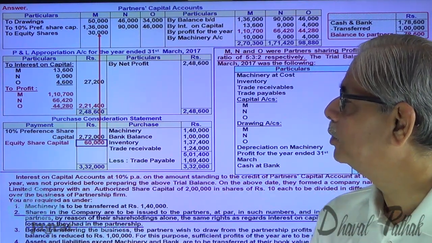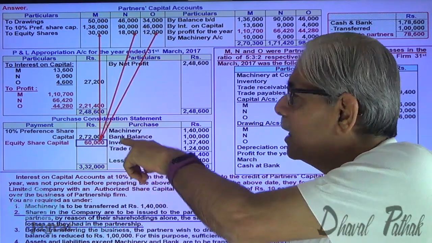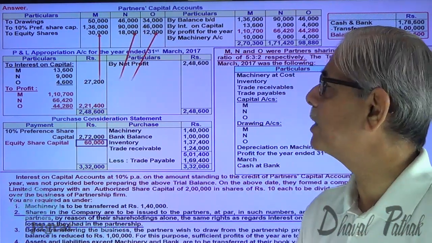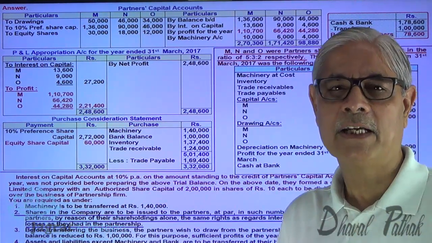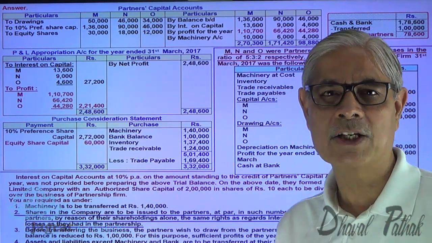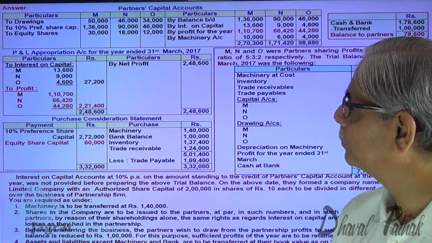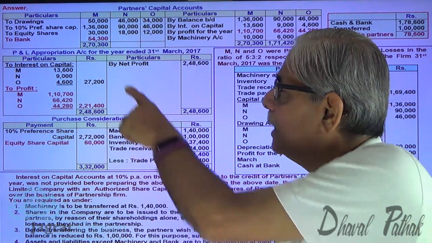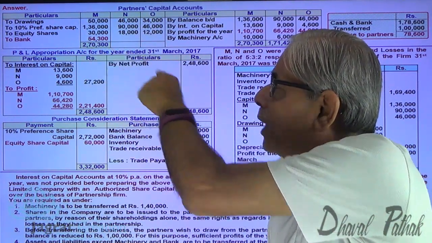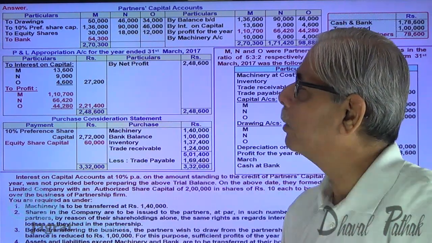So in the ratio 5:3:2, 5 by 10 is 30,000, 3 by 10 is 18,000 and 12,000. This is how the equity shares are given. After making payment against capital, preference shares and equity shares, the balance amount is to be paid in cash. For that, we have an available cash balance of 78,600. So total of credit side minus total of debit payment made. So the cash required to be paid is 54,300 to M. That is 2,70,300 minus 50,000, 1,36,000 and 30,000. This is the amount to be paid to M.